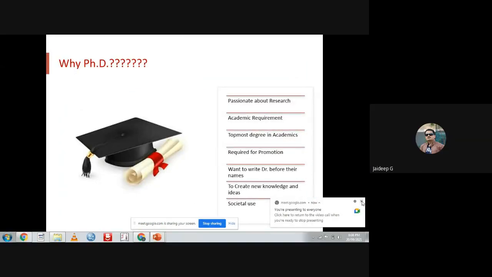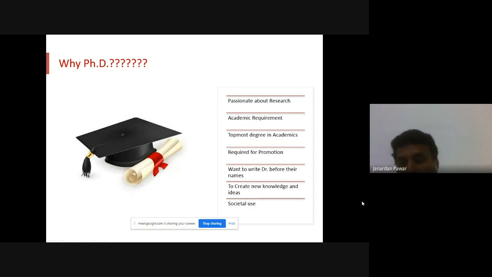Yes. Okay. So the last one is very important, societal use. Mostly what happens, whatever research we all are doing is not that much useful for the society. And the main aspect and the main reason of research, the important aspect which is related with the PhD or research, is what? It should be useful for the society. Whatever research you're doing, forget about your academic requirement, forget about your promotions, forget about writing doctor before your name, all those things are not important. Whatever research you're doing should be useful for the society. And this is what societal use, the important aspect of research.